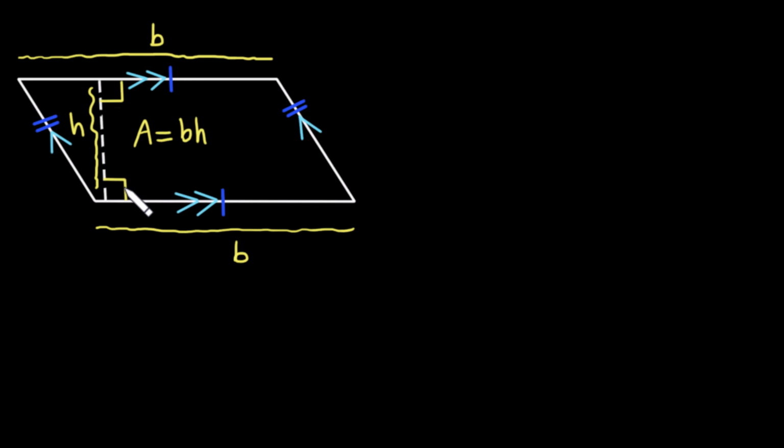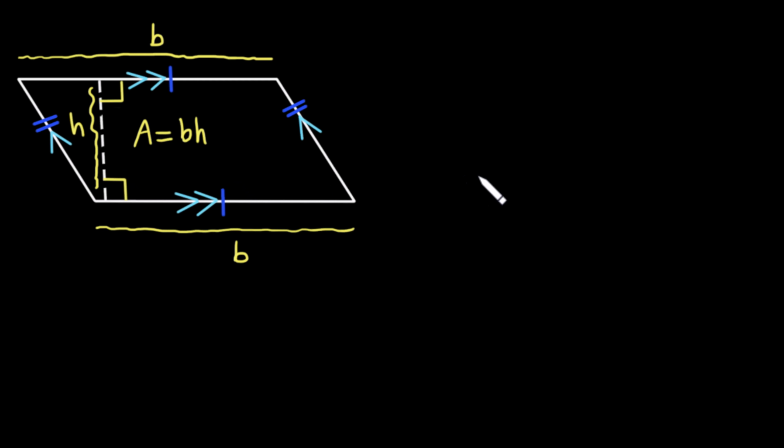Now, as we know, in a parallelogram, opposite sides are parallel. This is parallel to this, and this to this, and also they are equal. So this side is equal to this side, and this to this, as shown by the marks. So in a parallelogram, opposite sides are parallel and equal. Now, if we draw a diagonal from, for example, this vertex to the opposite vertex, we can split this parallelogram into two triangles. But I don't want to do it here.